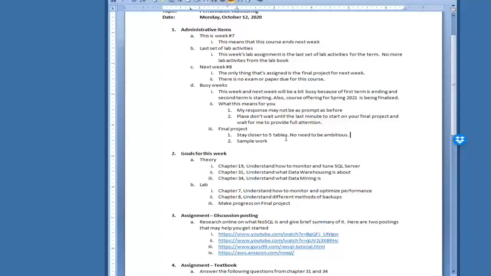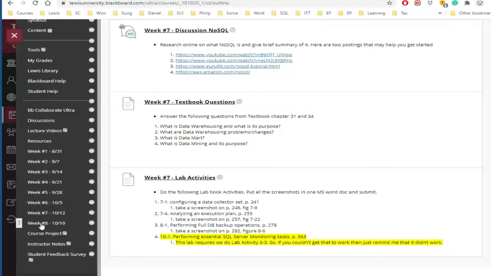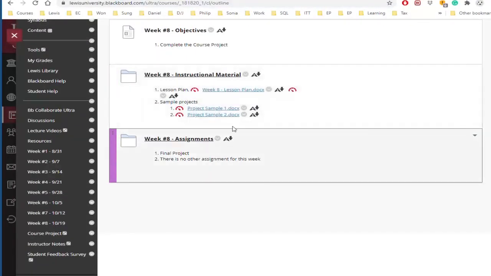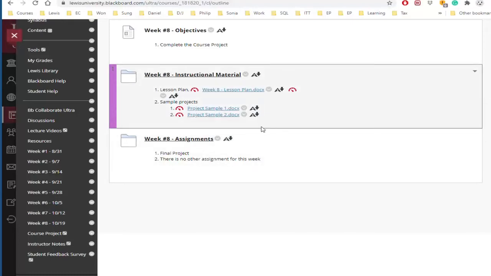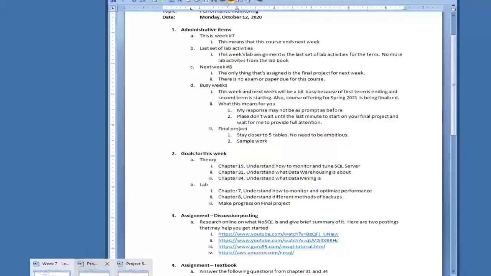Let me go there and show it to you. If you go over to week number 8, here are two documents from previous student work that may be useful for you to look at. If you download these two, you should get these two.